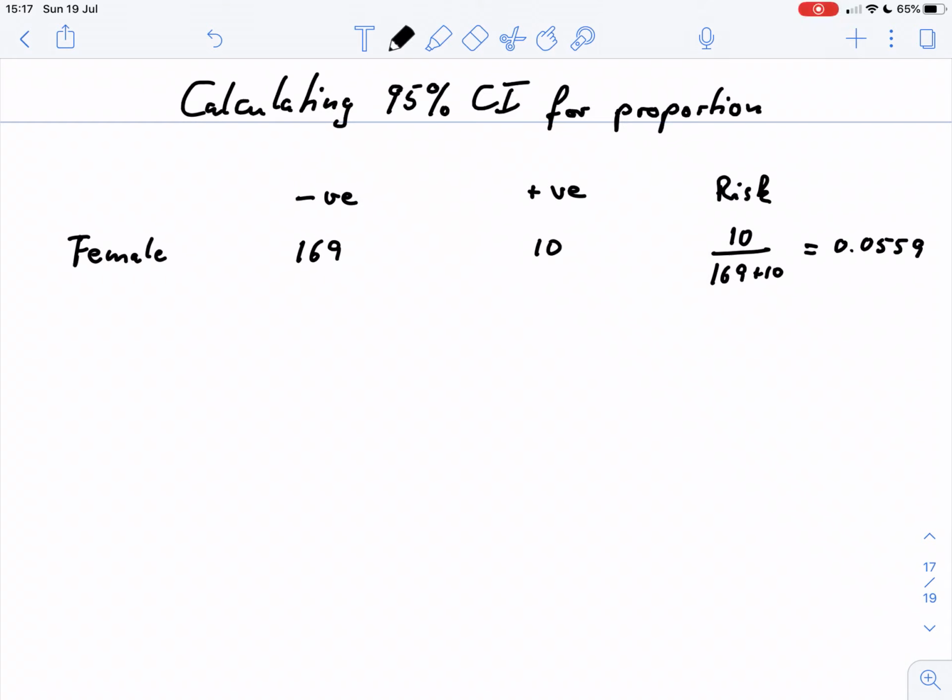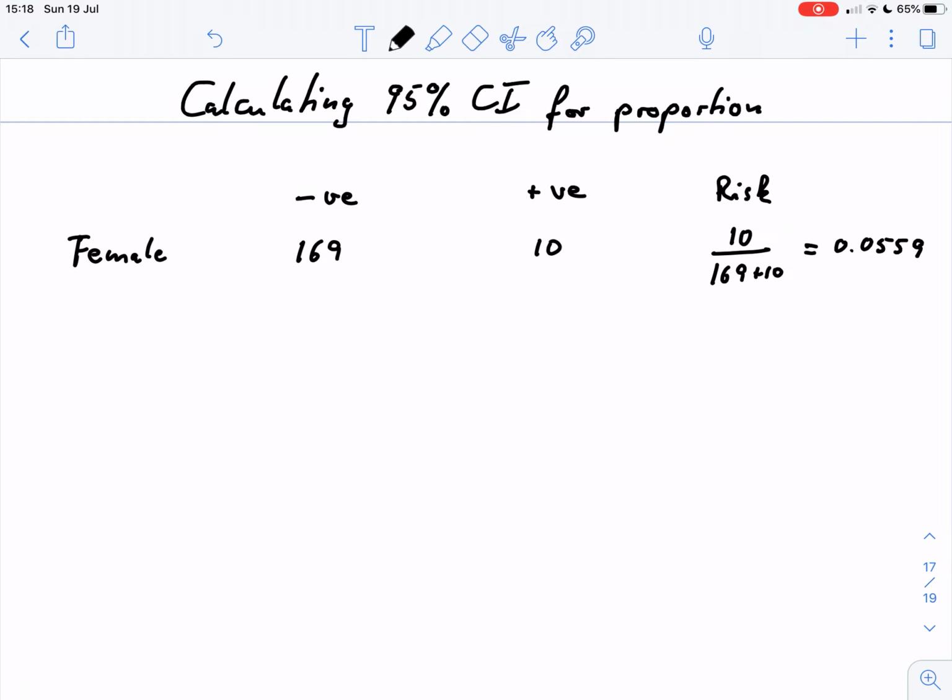Okay, so we want to calculate a 95% confidence interval for a proportion. For example, we've got 169 female volunteers who are negative for a disease, and 10 of the female volunteers are positive. And we want to calculate what is the risk of having this disease, and that's quite easy.